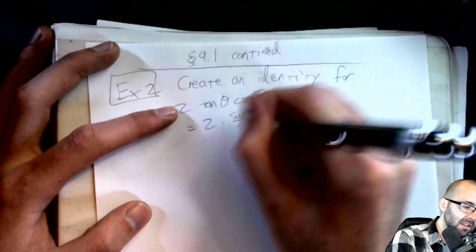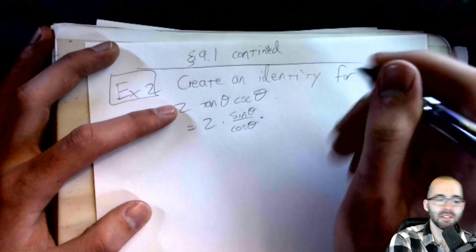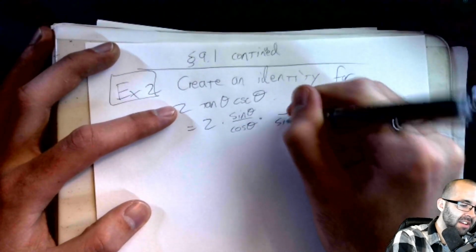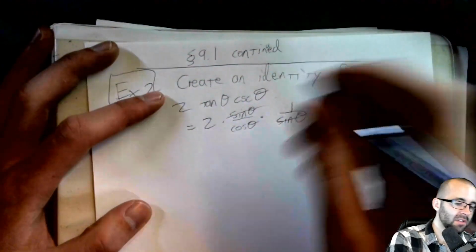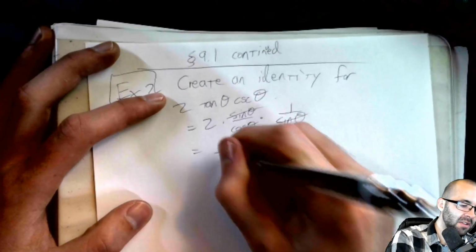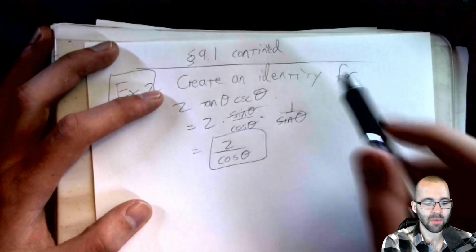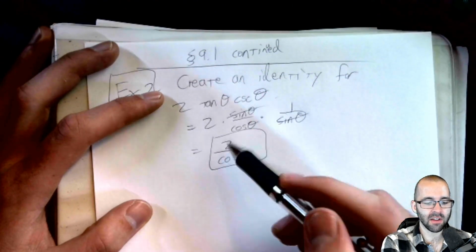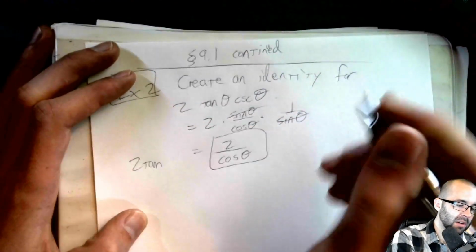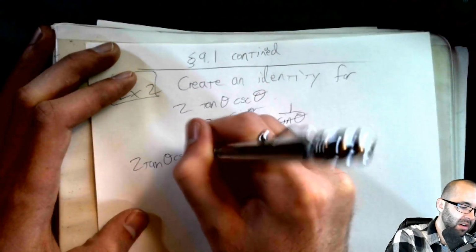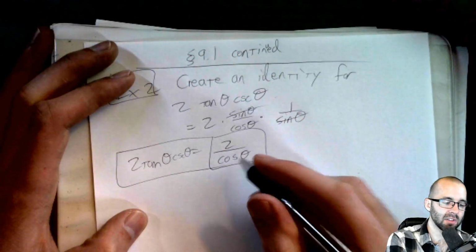We're going to have sine of theta divided by cosine of theta. And then cosecant, we could look at the reciprocal identities. Cosecant is defined to be 1 over sine theta. And now the sines are going to cancel, which is useful because now this simplifies to 2 divided by cosine theta. So this is one such identity that you can make, that 2 tangent theta cosecant theta is equal to 2 over cosine theta. If we really want to be complete, we'd write the whole thing out. And this whole thing would be our answer. 2 divided by cosine theta.